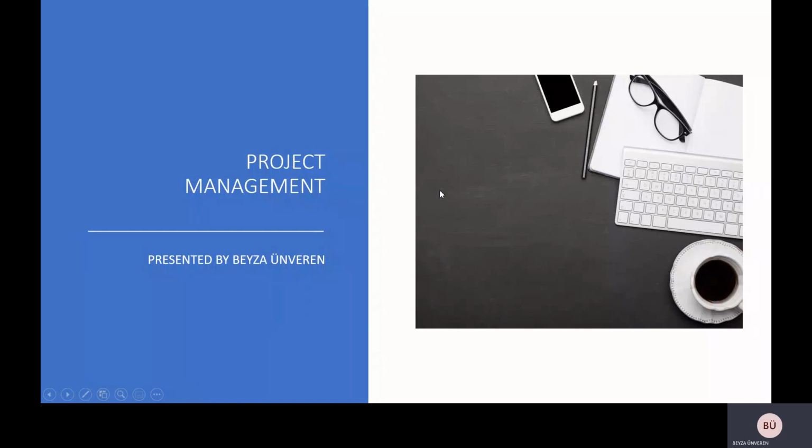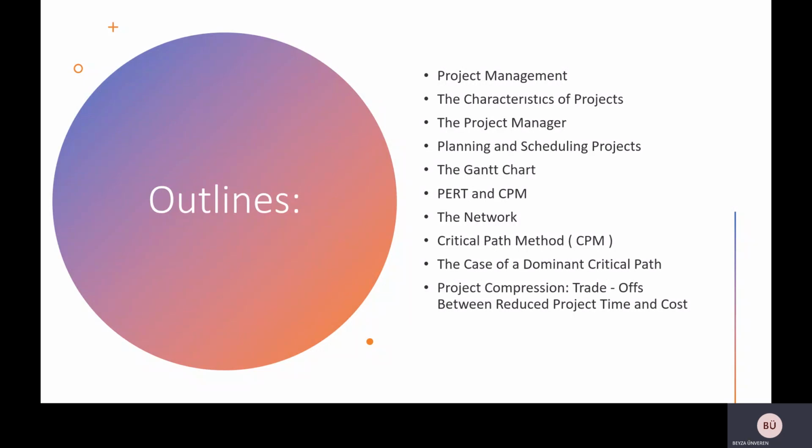Hello everyone. Today I will talk about project management. Here is my outline: the characteristics of a project, the project manager, planning and scheduling projects, the Gantt chart, PERT, the network, critical path method, which is CPM, the case of a dominant critical path, project conclusion, and the trade-off between reduced project time and cost.